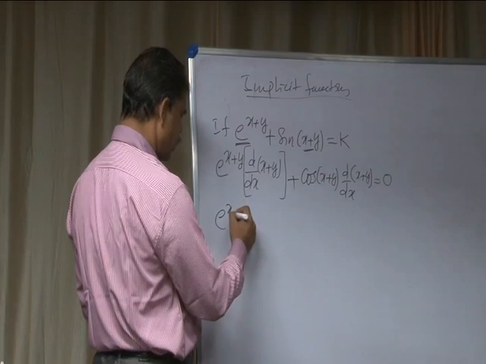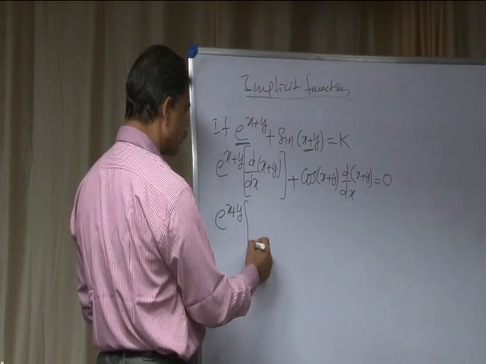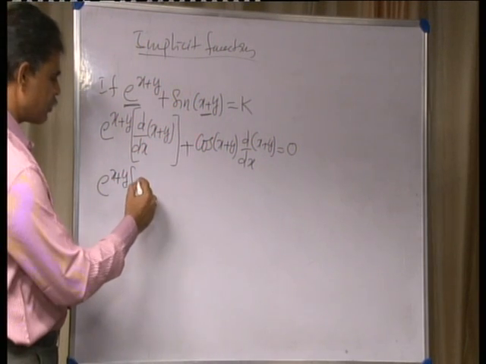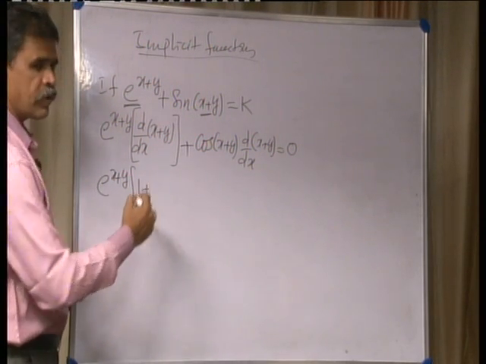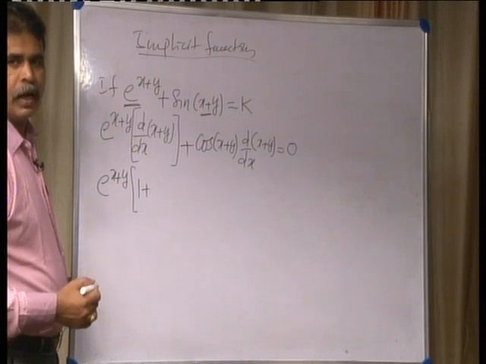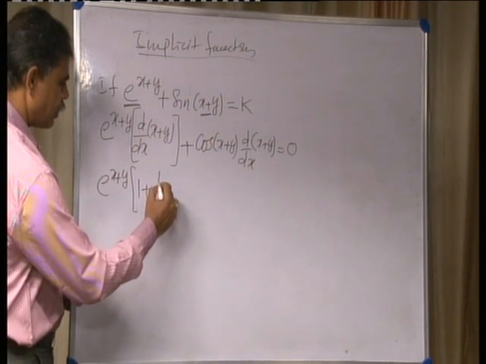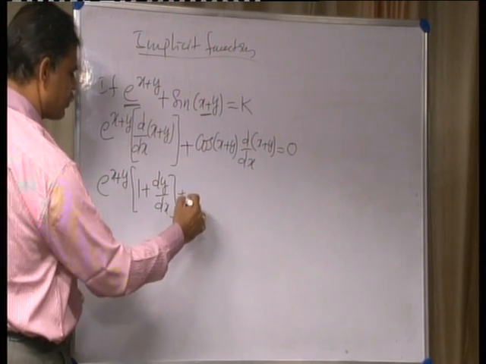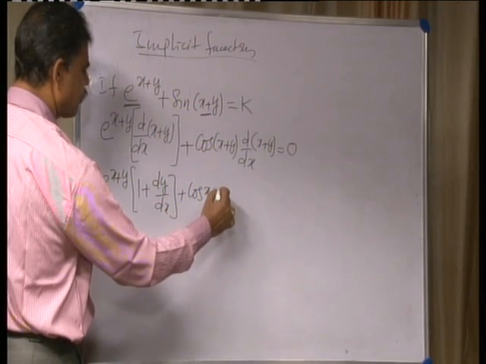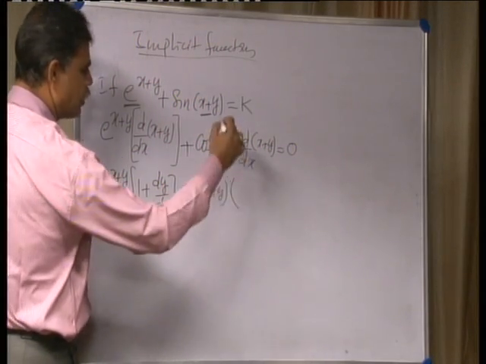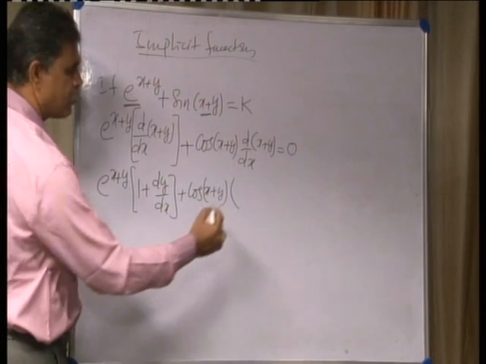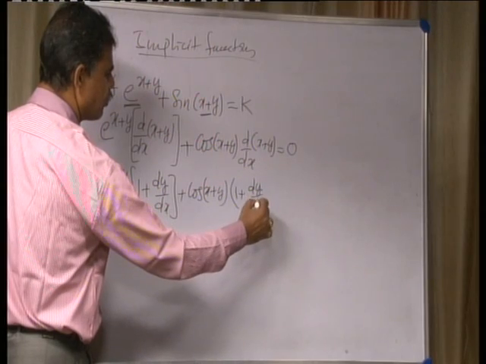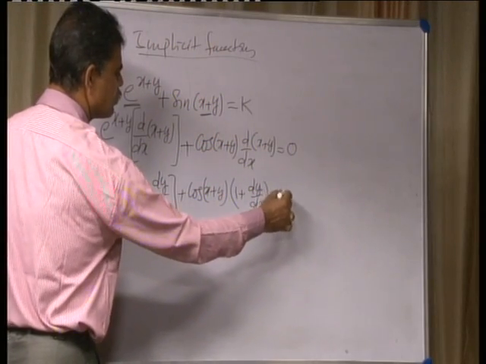Then keep e power x plus y as it is, and differentiate x plus y. What is differentiation of x? It is 1, plus what is differentiation of y? It is 1 into dy by dx, because it is a y term. So, I will write only dy by dx, plus cos of x plus y. Again differentiation of x plus y. What is differentiation of x? 1, plus differentiation of y is dy divided by dx, is equal to 0.